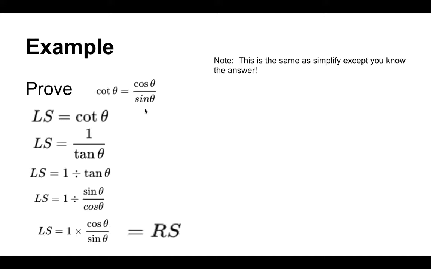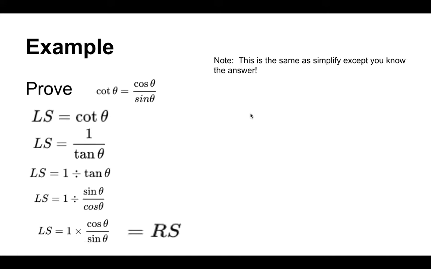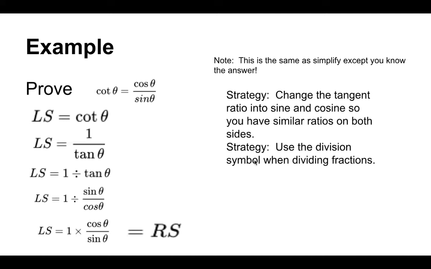And this is our format. You can do it in a T-chart. Some people have shown that equations are equal that way. Or you can just say LS for left side, left side, left side, and then eventually it'll equal the right side. Some strategies that we did was we changed tan into sine over cos so that you have the same ratio on both sides. The right side is cos and sine, so tan shouldn't be on the left.